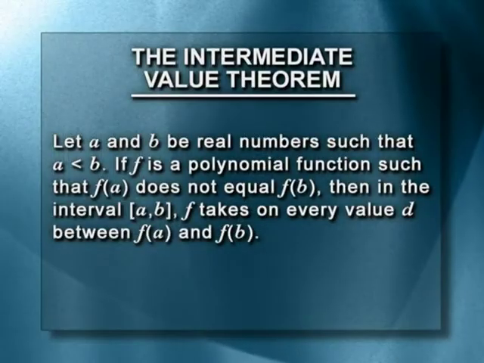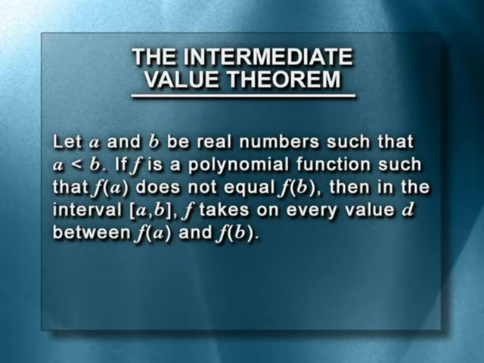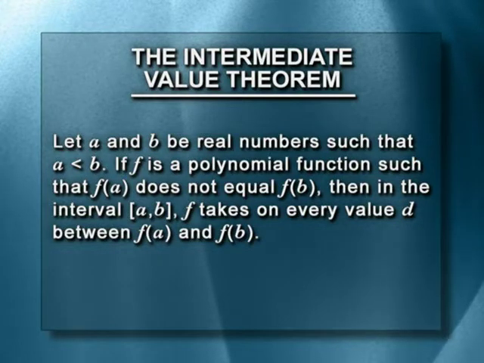Well, the skill we just employed there, going from negative to positive, is an example of a very famous theorem, very important in calculus, called the intermediate value theorem. Let me state the theorem, and then I'll show you a picture that makes it all clear. So let a and b be real numbers such that a is less than b. And consider a polynomial function f such that f of a does not equal f of b on the interval [a, b].